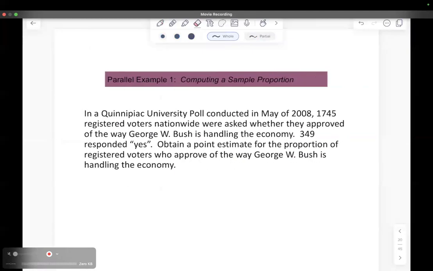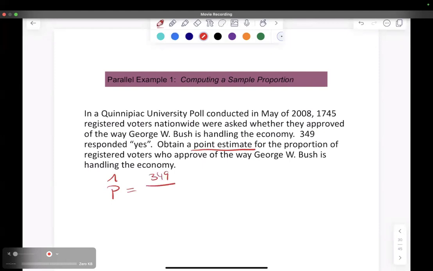Okay. So a Quinnipiac University poll in 2008 asked whether they approved of the way George W. Bush was handling the economy. 349 people said yes. So our p hat, our point estimate, is 349 divided by 1745, because that was my sample size. And we just get our decimal based on that. So this is 0.2. So my p hat is 0.2.